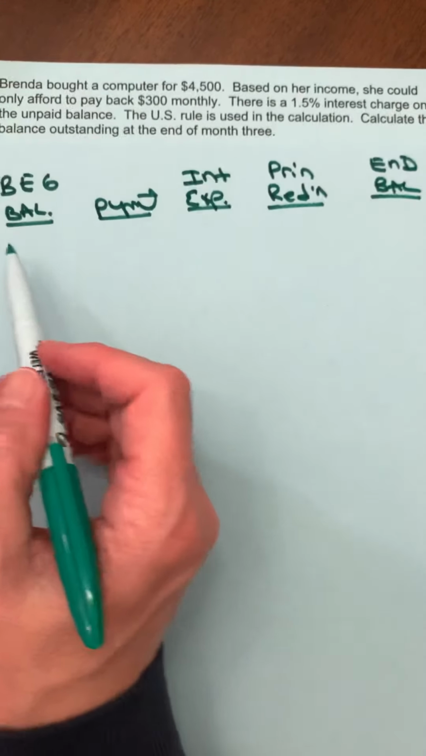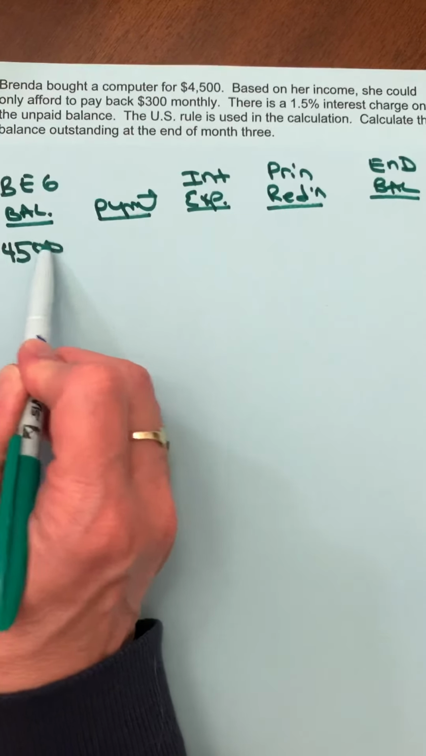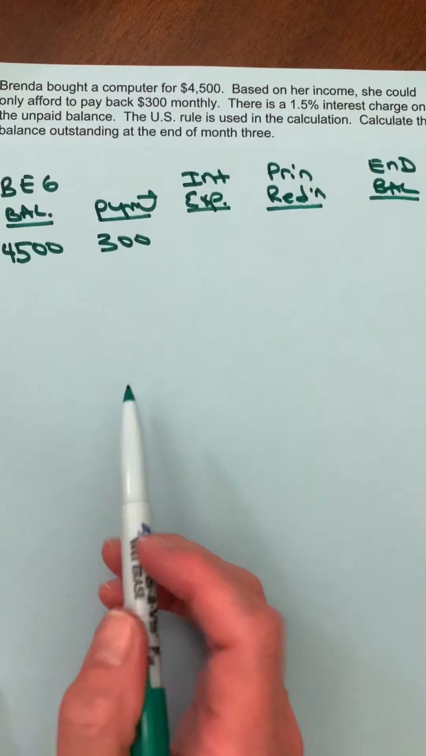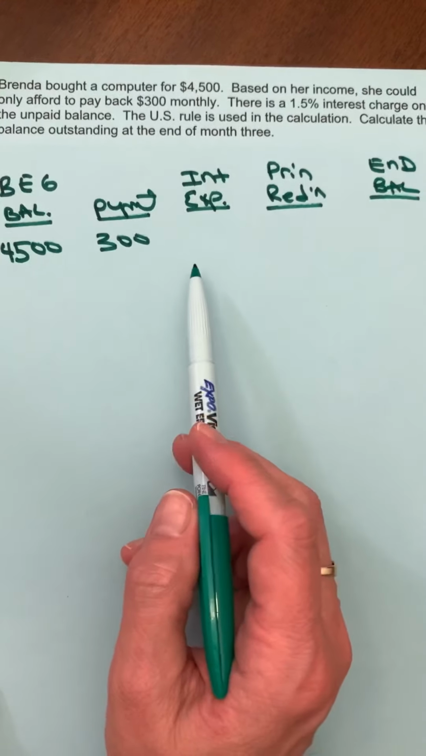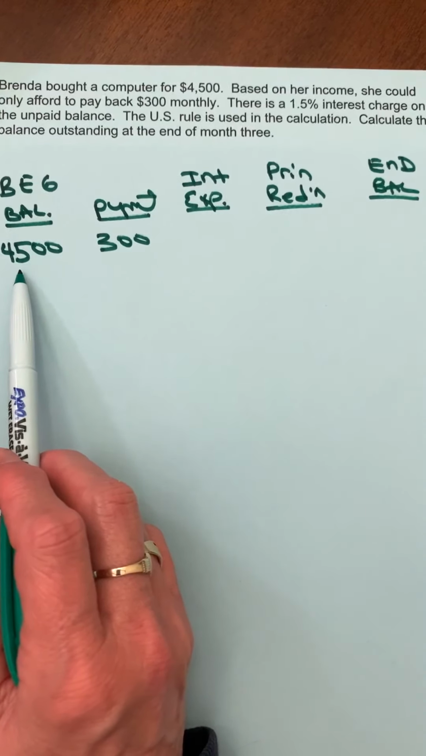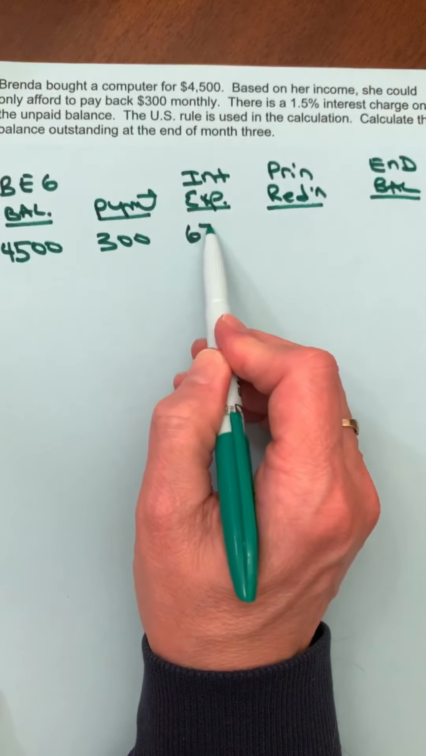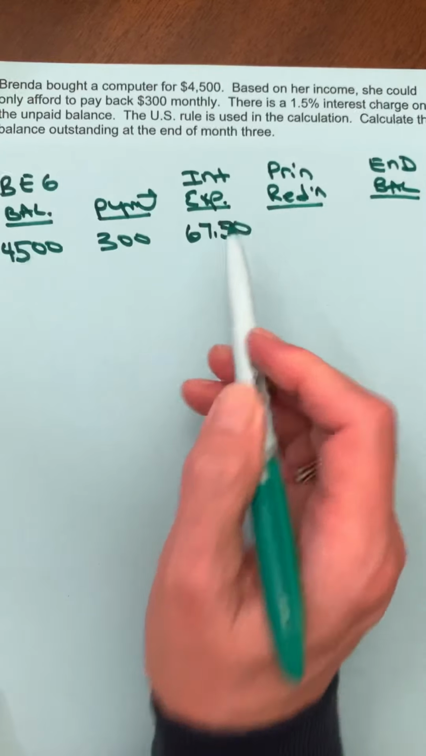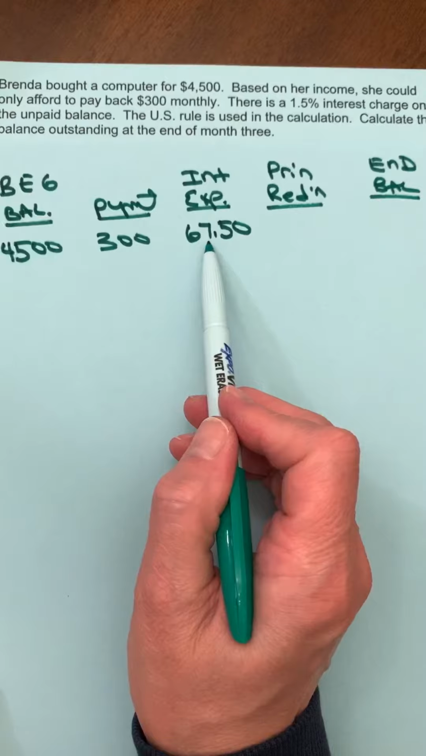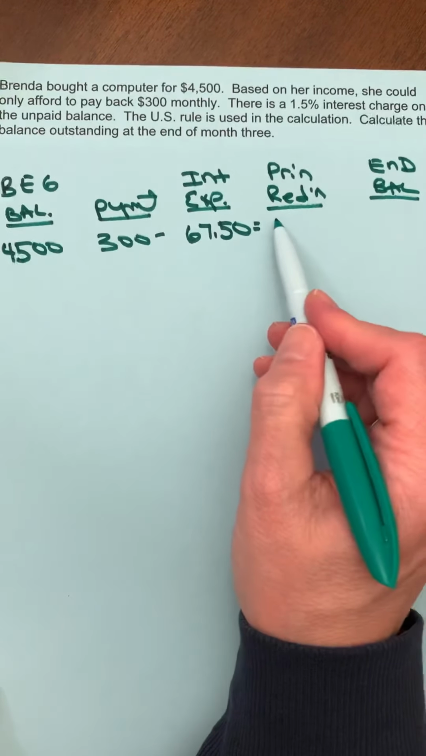So in this problem, we start out with a beginning balance of $4,500. We're going to make a $300 payment. We have to see how much of that payment first goes towards our interest. So we'll take the $4,500 times 1.5%, and we will get an interest expense of $67.50. So if we pay $300 and $67.50 of that payment goes to interest, then how much is left to reduce our principal?